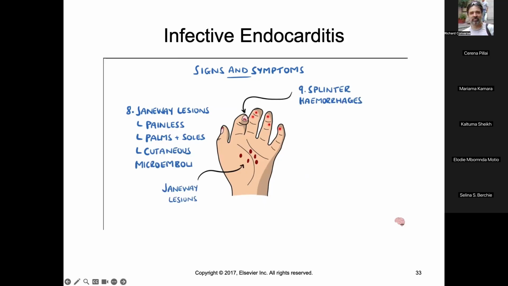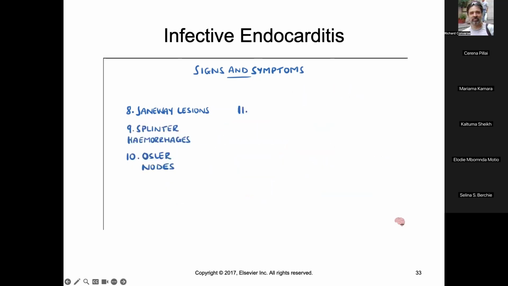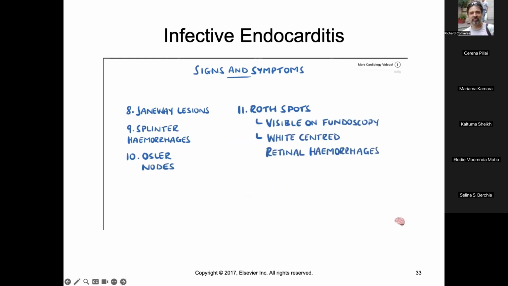Often confused with Janeway lesions are Osler nodes, which are painful erythematous nodules, typically on the tips of the fingers and toes, thought to be due to a local immunological response. Roth spots are visible on fundoscopic examination of the eye as small white-centered retinal hemorrhages coming from retinal capillary rupture.